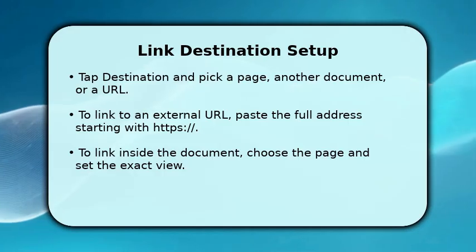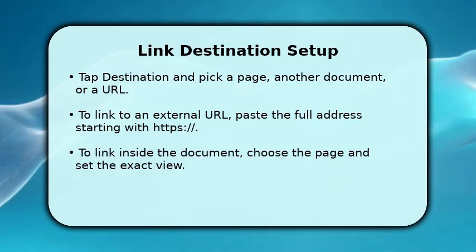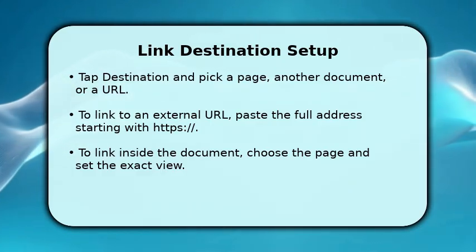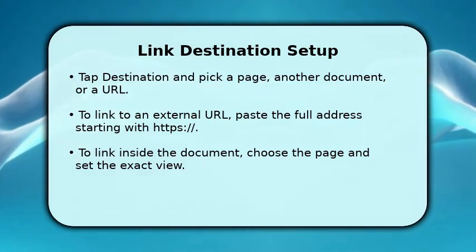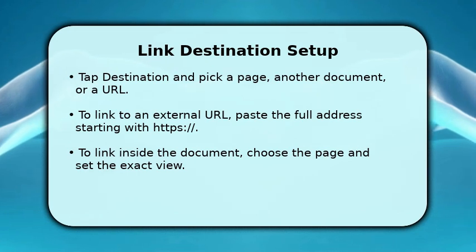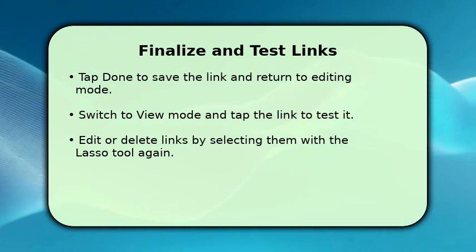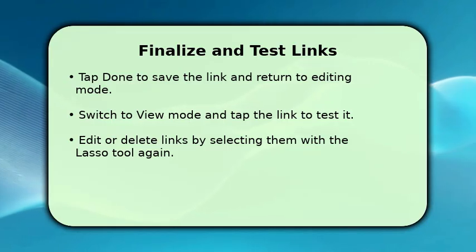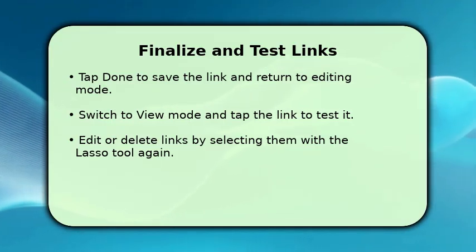Use the Go to Link option when the link type supports immediate navigation now. Confirm destination, then tap Done to return to editing mode. Test links after creation to ensure they navigate exactly as intended. Tap Done to save the link and return to editing mode. Switch to View mode and tap the link to test it.